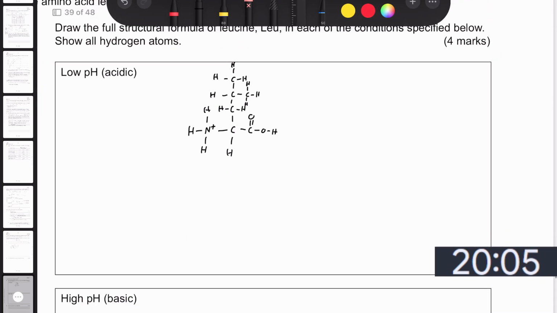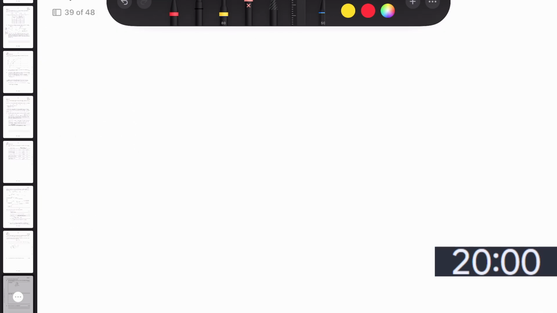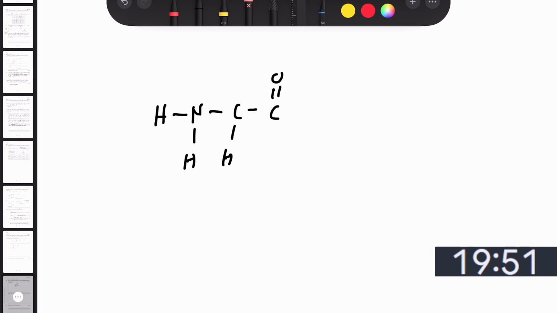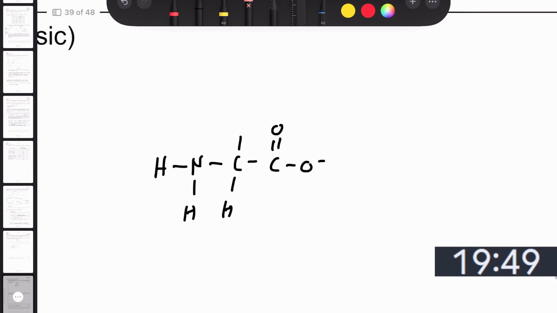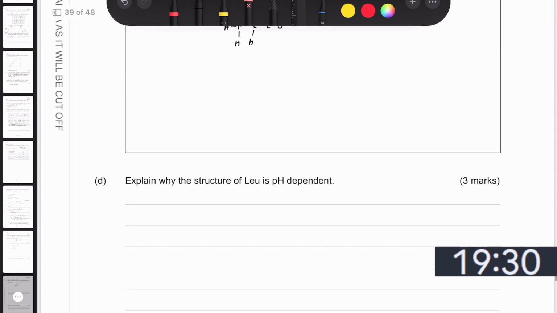Okay. And then in basic, we're going to lose the H from the COOH from the carboxylic acid bit. C, so double bond, O negative. And here again, H, C, H, H. Okay, explain why the structure of leucine is pH dependent.